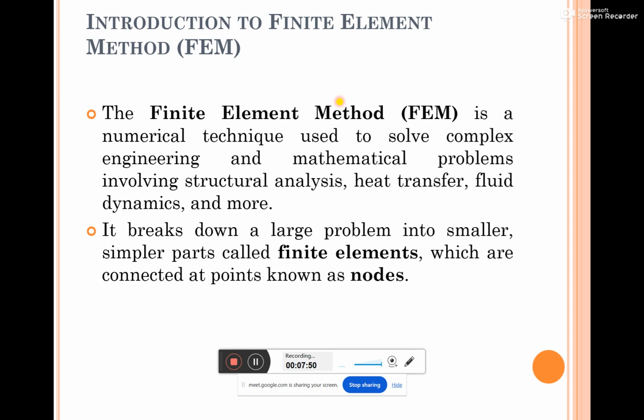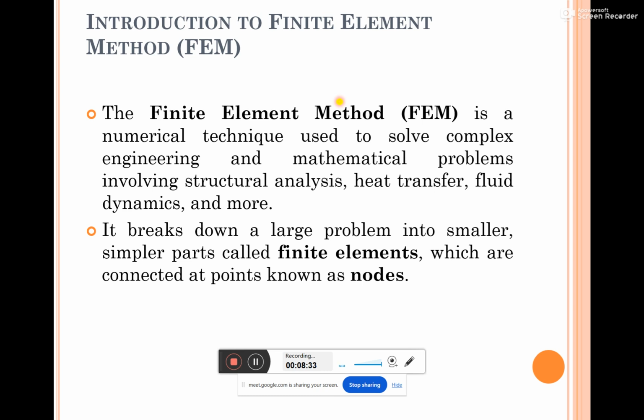In that, the first method is the experimental method, the second method is the analytical method, and the third one is the numerical method. So this FEM, what we are discussing now, comes under the numerical method, or it is also known as the approximation method, or approximate method.